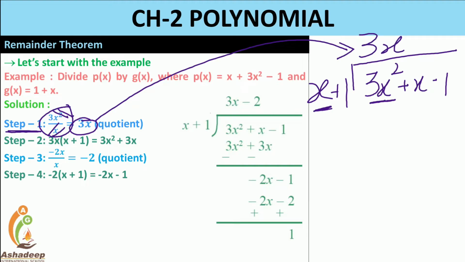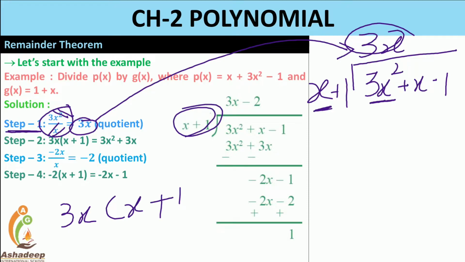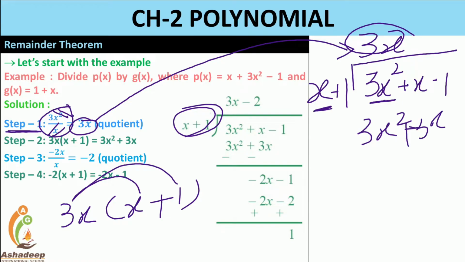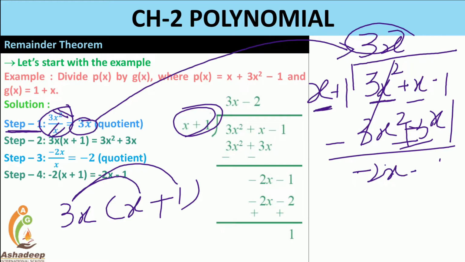Now what you have to do is multiply this 3x. Simply write down here the 3x in bracket this x plus 1. Now 3x into x, 3x square, 3x into 1 plus 3x. In the division we know we need to do subtraction. So minus and minus, this is cut. So here what is remaining? Plus x minus 3x, minus 2x, minus 1.